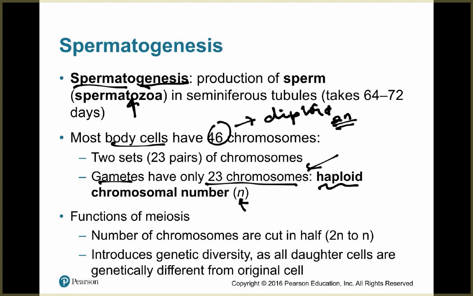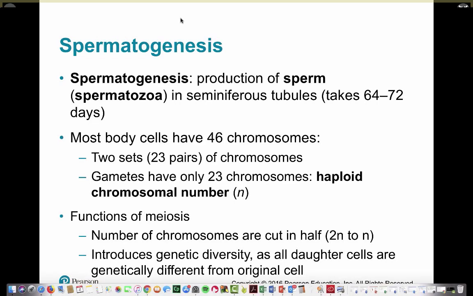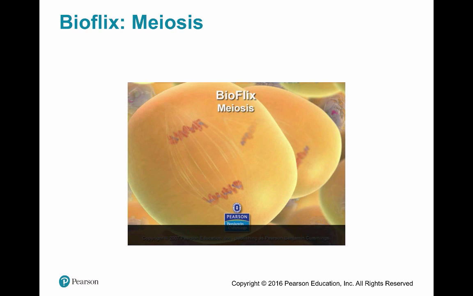meiosis. And I like to think of meiosis as making little me's. And so basically what they do is they take these diploid cells, regular body cells, and they cut them in half, right? So you go from 2N to 1N. And this is going to help induce genetic diversity, as all daughter cells, or those are your offspring cells, are genetically different from the original cell. So let's talk about meiosis, and this is going to be a video that helps to introduce it.